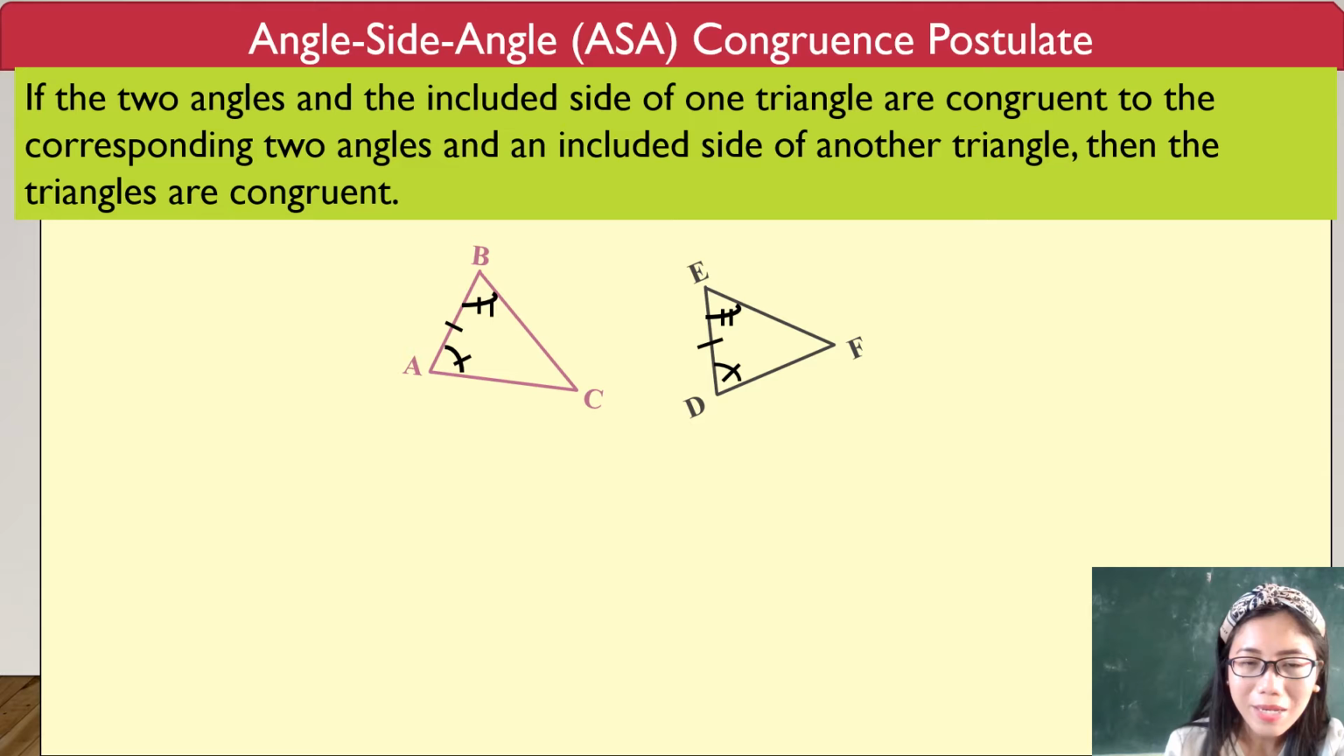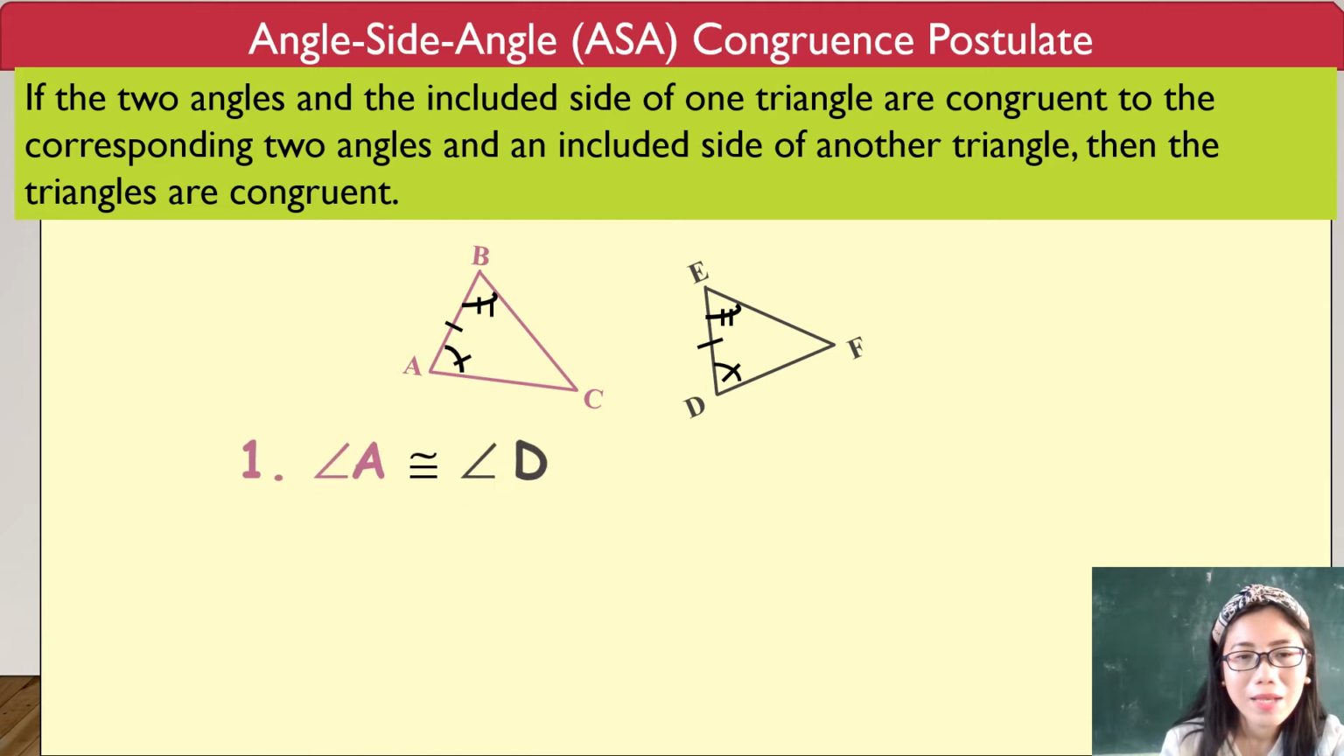As seen here, for example, triangle ABC, you have your angle A and angle B. They're adjacent, or we say consecutive angles. And of course, their common side, or common segment, is segment AB. So segment AB is called the included side. On the other hand, in triangle DEF, you have your angle D and angle E. Their common side is segment DE. That is called the included side.